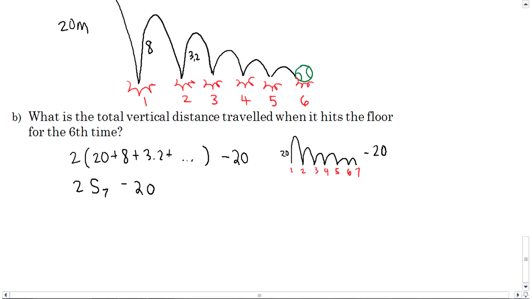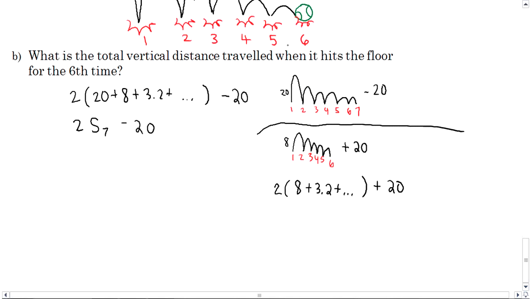So let me just pause here for a sec. Okay, welcome back. The other way of doing this is to count this part twice, starting from 8. So basically 8 plus 8 plus 3.2 plus 3.2, so multiplying everything by 2 inside here, and then adding 20 because of the initial bounce. Either way works fine, and this one ends up being 2 times S6, since there are 6 terms, and then plus 20. So let me highlight these two. These are going to be equivalent: 2 times S7 minus 20, or 2 times S6 plus 20. I'm going to do it both ways. Let's go ahead and get started.